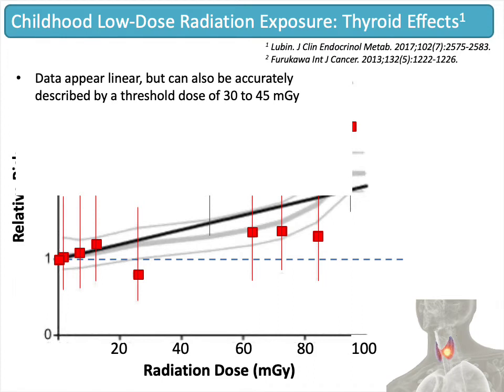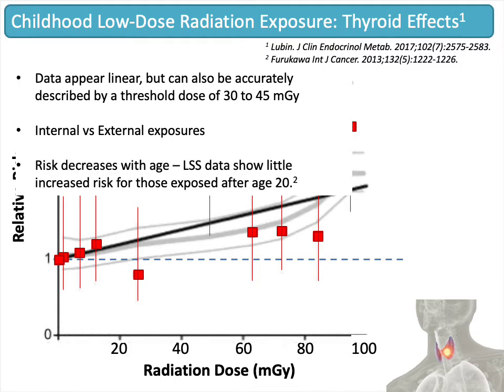So these studies concluded that the data appear linear, but they mentioned that the data can also be accurately described by a threshold dose of 30 to 45 milligray. There's also a difference between internal and external exposures to the thyroid. Internal exposures, for example, would be from ingested radioactive materials, and external exposures is really what we're talking about with most medical radiation, from CT scans, for example. Also, with the thyroid, risk decreases with age. The lifespan study data show little increased risk for individuals who are exposed to radiation after about age 20.